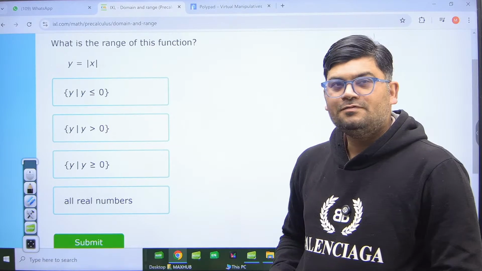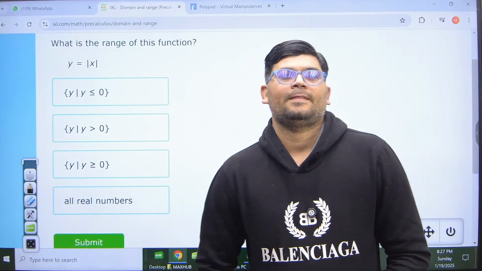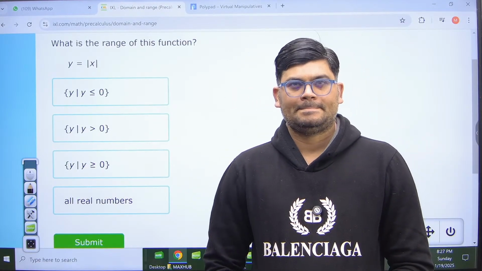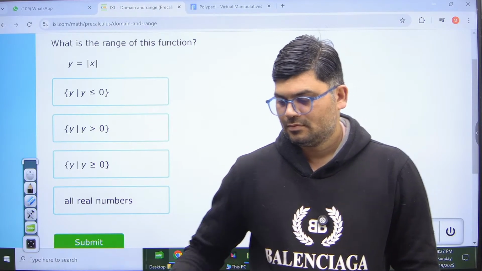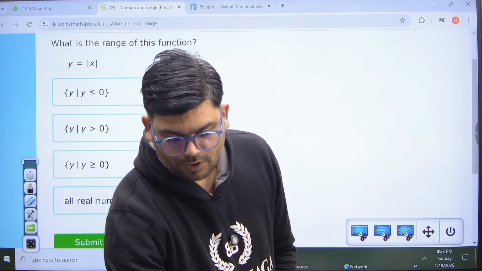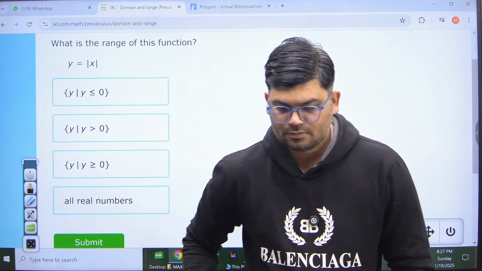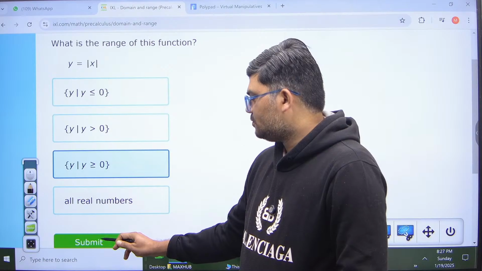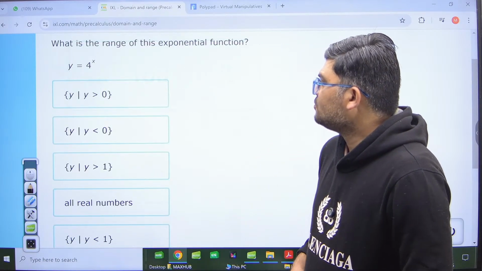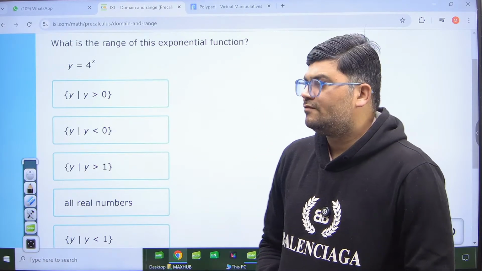Tell me for this, beta. What is the range of this function? y has to be greater than 0 because it's an absolute value. What about equal to 0? Yeah, it can also be equal to 0. So that means y is greater than or equal to 0. Alright. Next question. What is the range of this exponential function?